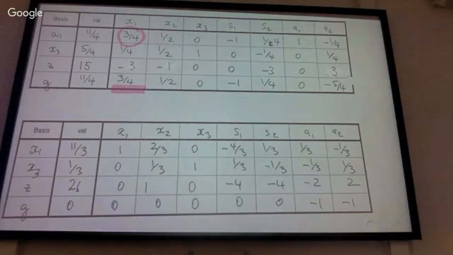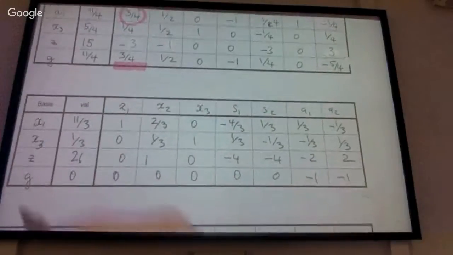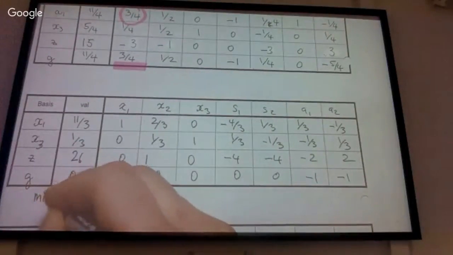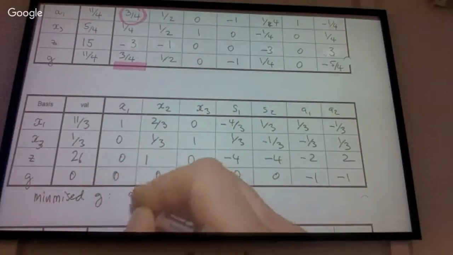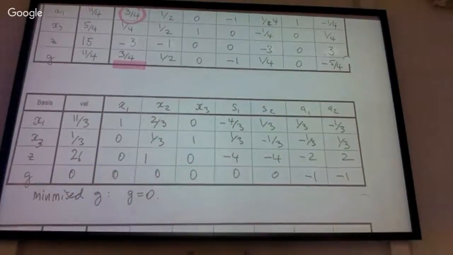Excellent. So now what? Finished? Okay, so what's the optimal solution of the first stage? Minimized G, we get G is 0. And G is 0 is good because that means, as we discussed before, that we get a feasible solution of our original problem. So what happens now?